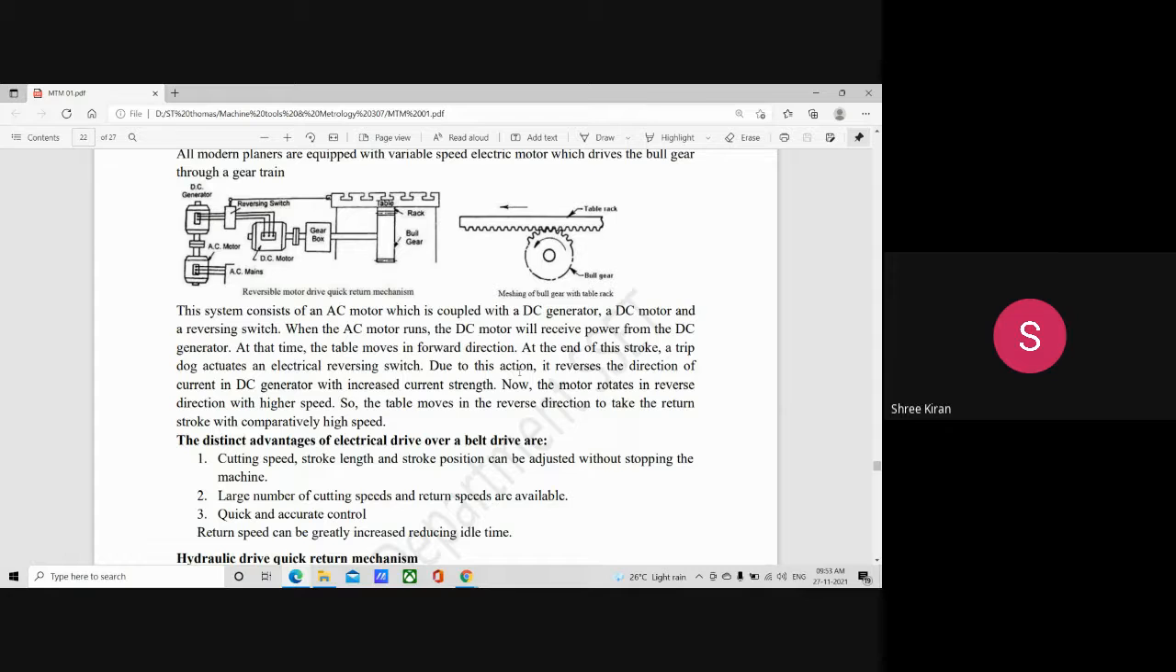Because we have the forward motion and the reverse motion, as in the case of a shaper, but in this case the return speed can be greatly increased, reducing the idling time. We can increase it.